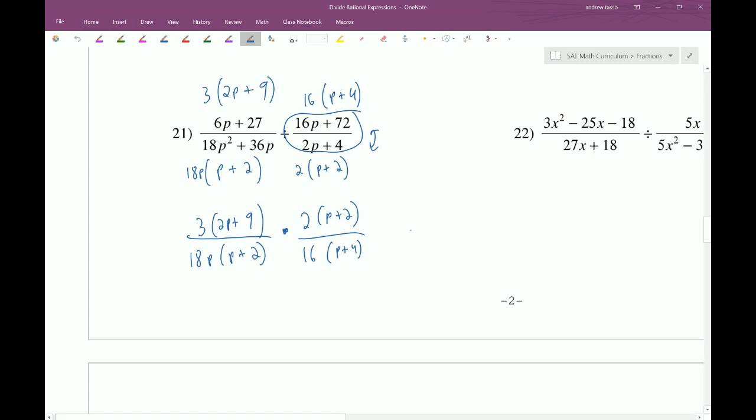Okay. So now p plus 2 can cancel, right? And some of these numbers can be reduced. So the 2 and the 16, this 16 is really 8 times 2. So the 8 is what's going to survive out of that group. And then the 3 can go into 18 6 times, meaning I'll end up with a 6 on the bottom where the larger number is. Okay. So anyway, I end up with 2p plus 9 there, and I end up with 6 and an 8, which makes 48p with a p plus 4. Okay, so that will be my final result.